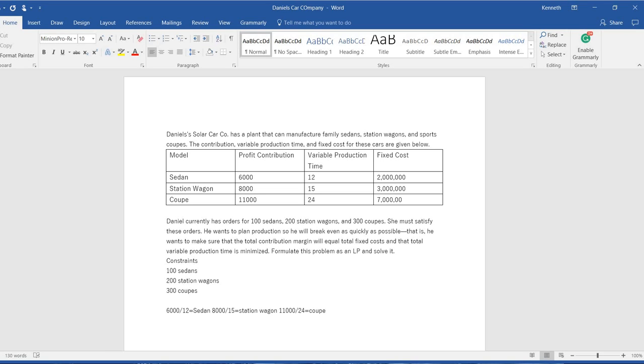So if we look at this, that means, what's the hourly contribution for a sedan? 500. 500, right? Then for our station wagon, 500.